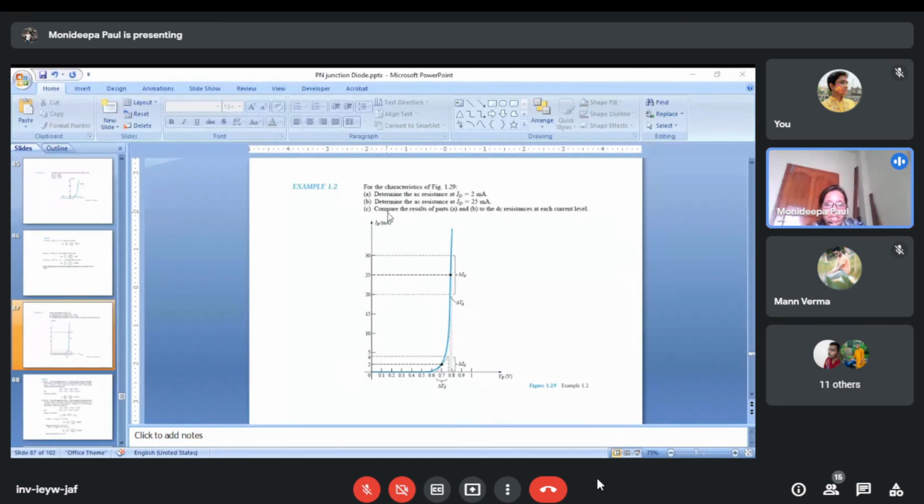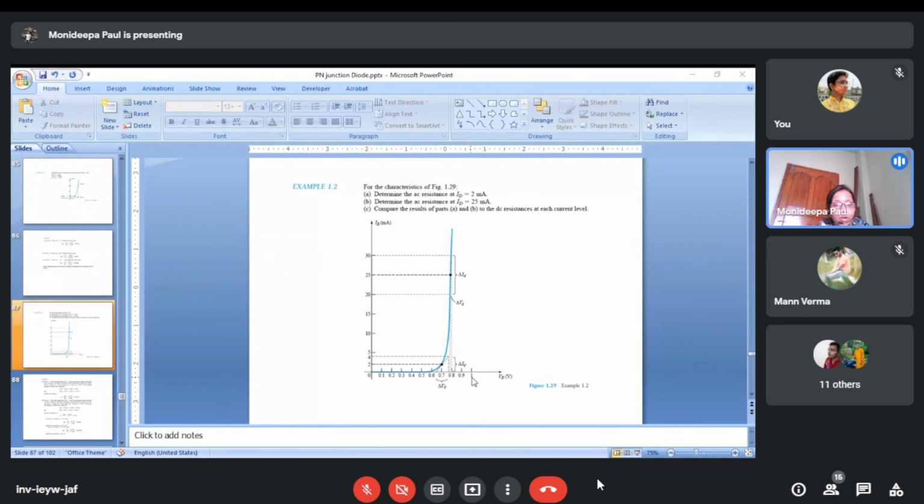Similar thing in the next case, where ID is equal to 25 milliampere. At this point, we consider a point below 5 and above 5. That means below 5 is 20 milliampere, above 5 is 30 milliampere. So the total change of current is 30 milliampere minus 20 milliampere, that is 10 milliampere.